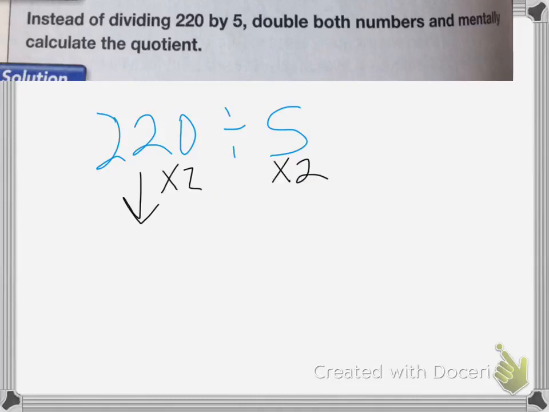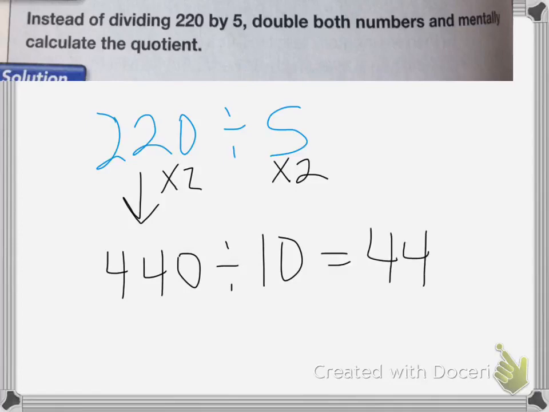So I'm going to multiply both these numbers by 2. Okay, 220 times 2 is 440. Okay, and I'm going to divide it. 5 times 2 is 10. So we're going to divide 440 divided by 10. So 440 divided by 10 is equal to 44. Okay, so 220 divided by 5 and 440 divided by 10 are equivalent division problems. In other words, they're the same problem. I will get the same answer both ways.